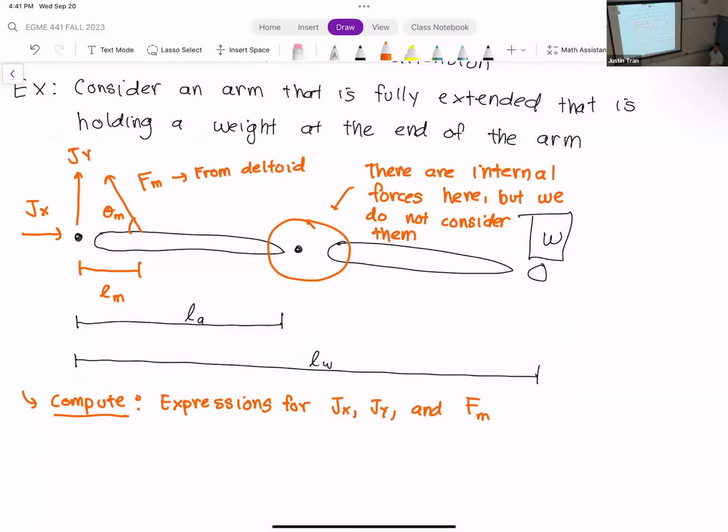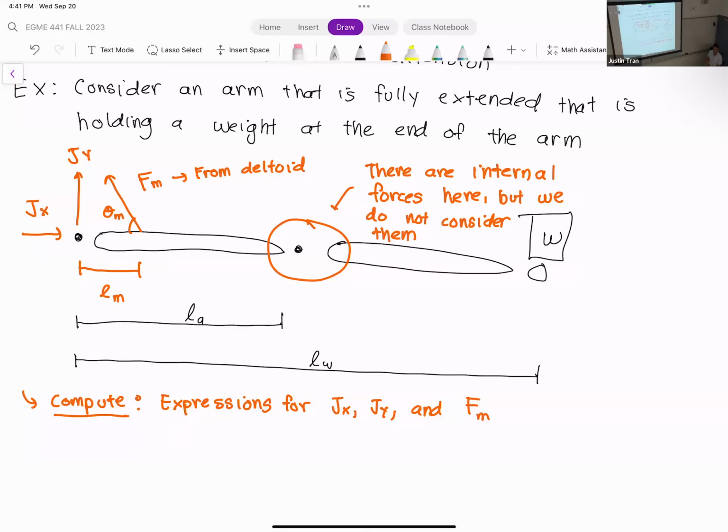Same thing for the muscle forces on the inside too. If you're holding your arm out extended like this, it's likely that your biceps muscles are going to be doing a little bit of work too. But we're mostly just concerned with the deltoid muscles. For any muscles or joints that are internal to the geometry being considered, usually we just neglect them. We just say they're acting internally.